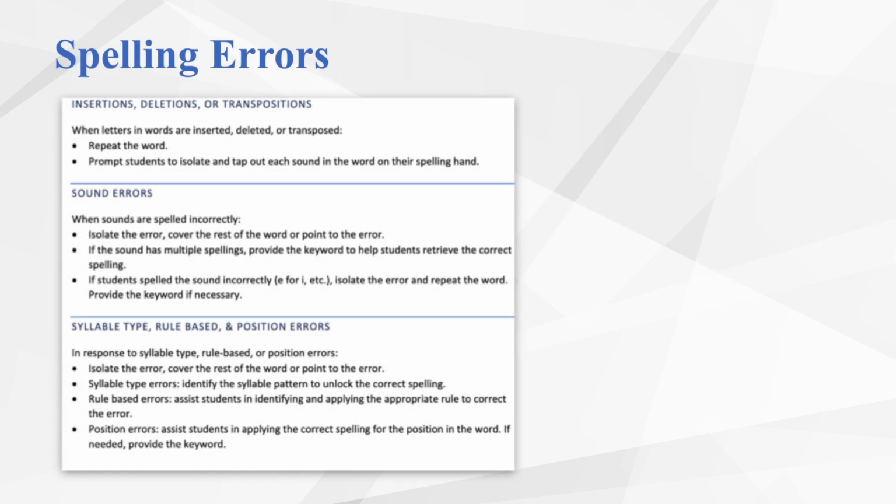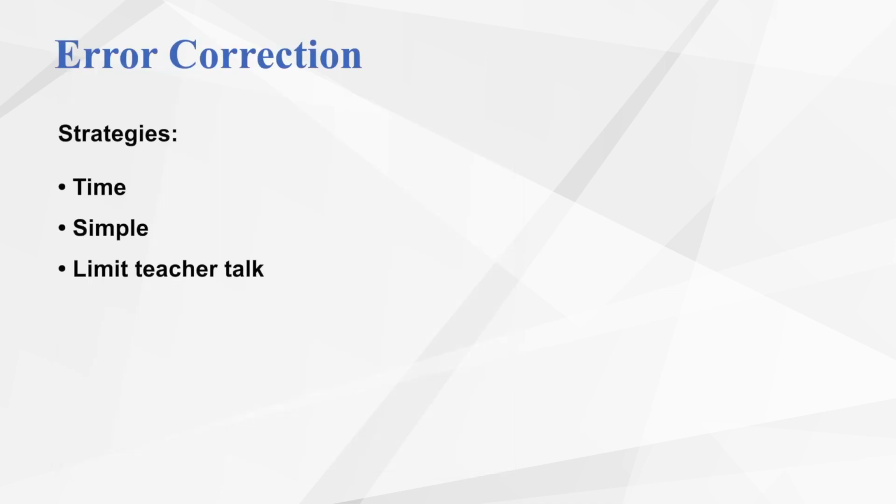Now let's look at spelling errors. First, insertions, deletions, and transpositions. We repeat the word, fingerspell, and draw attention to the error, perhaps pausing and tapping on that sound as we're fingerspelling. Next, sound errors. Isolate the error, repeat the sound, and provide hand signals or keywords as appropriate. Finally, syllable type and rule errors. We ask what kind of syllable it is and how that helps us spell this word correctly, or we prompt or help with a rule. When appropriate, point out the position in a word. The basic strategies for error correction overall are: give the student time, keep it simple, and limit teacher talk.